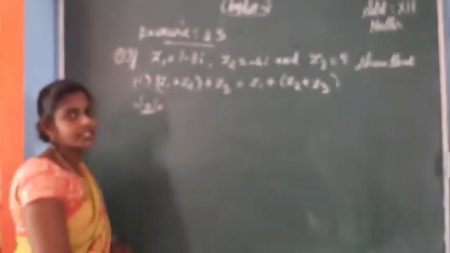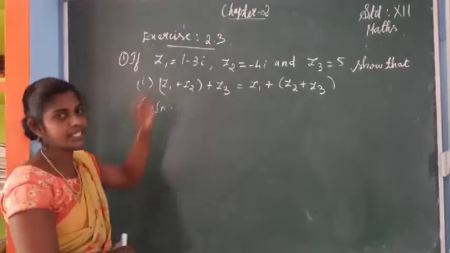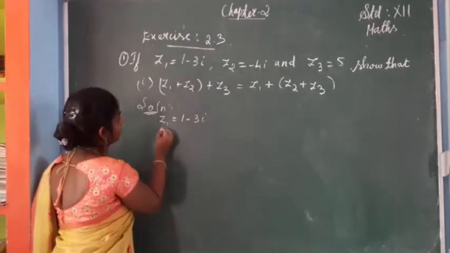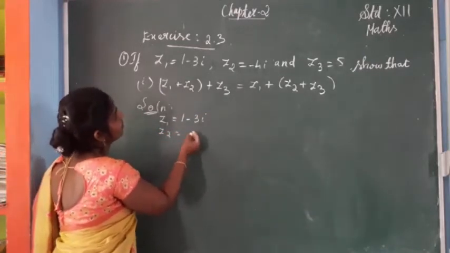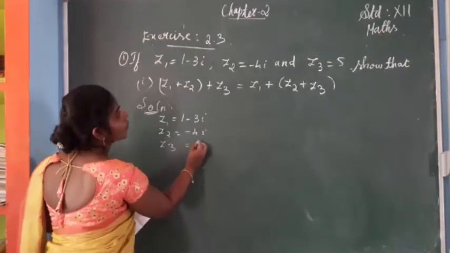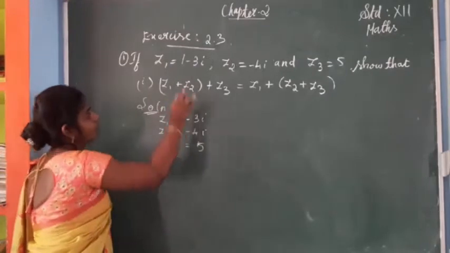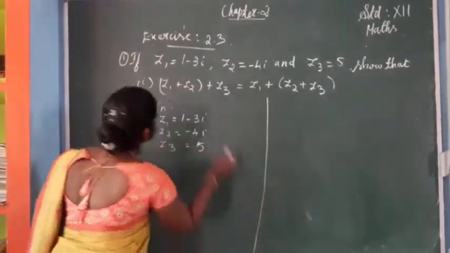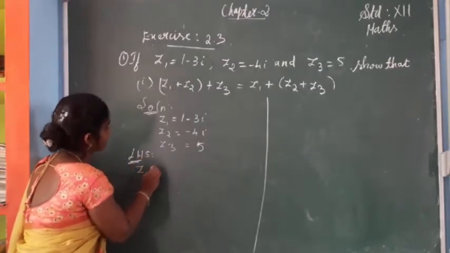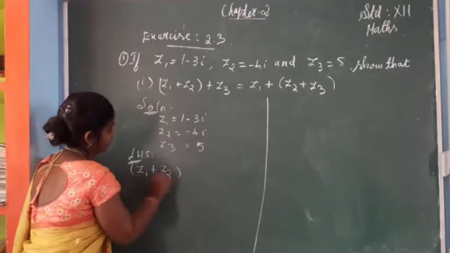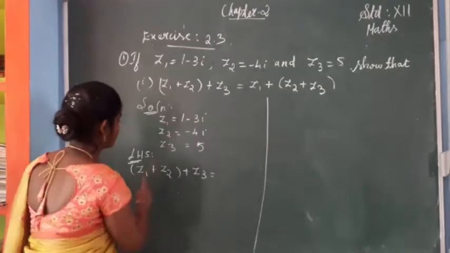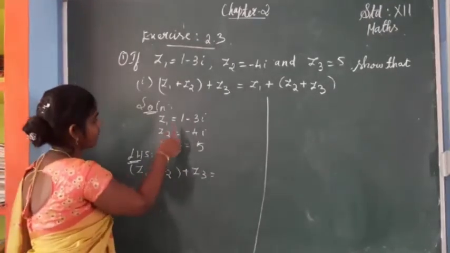First we have to write all the given data. What are the given data? z1 is equal to 1 minus 3i, z2 is equal to minus 4i, z3 is equal to 5. Now we can take the first part, that is the LHS value. z1 plus z2 plus z3 is equal to, substitute all the values z1, z2 and z3.